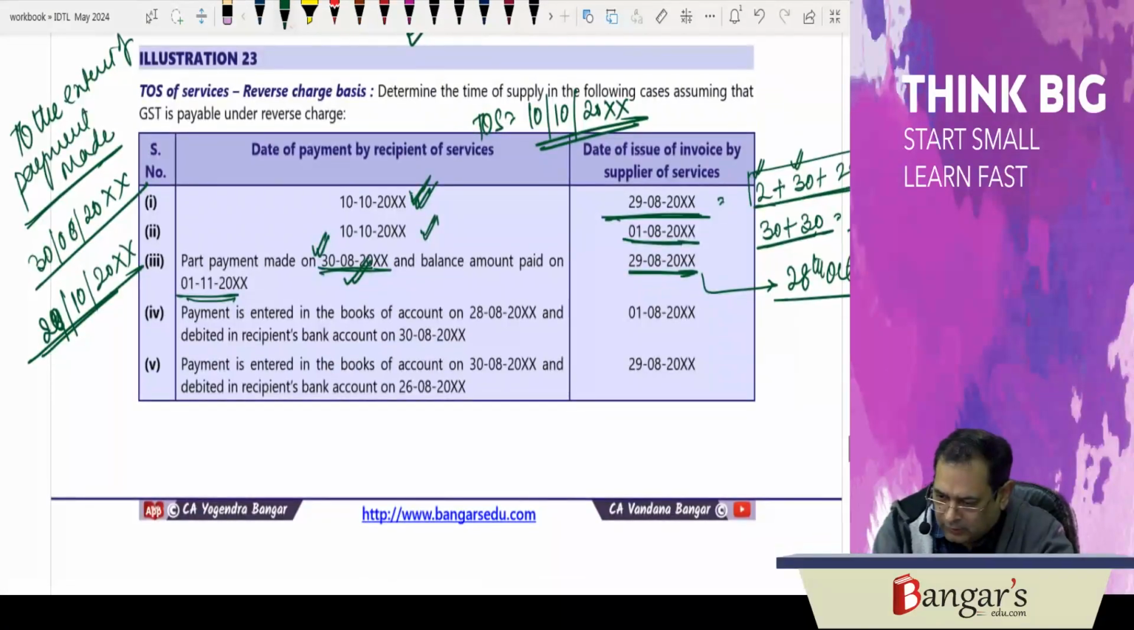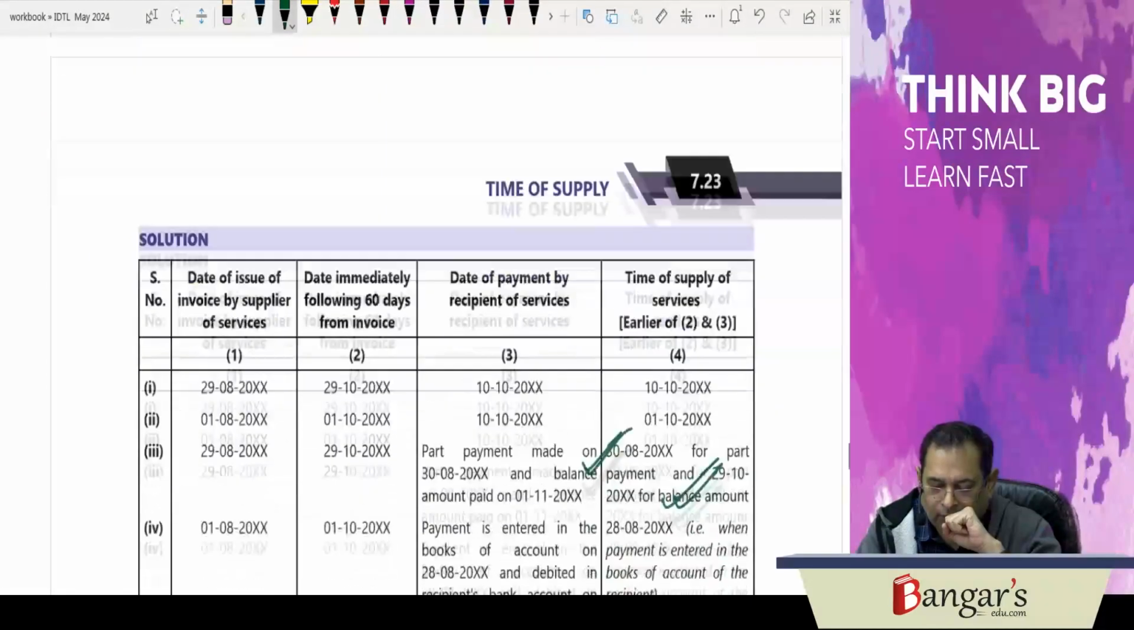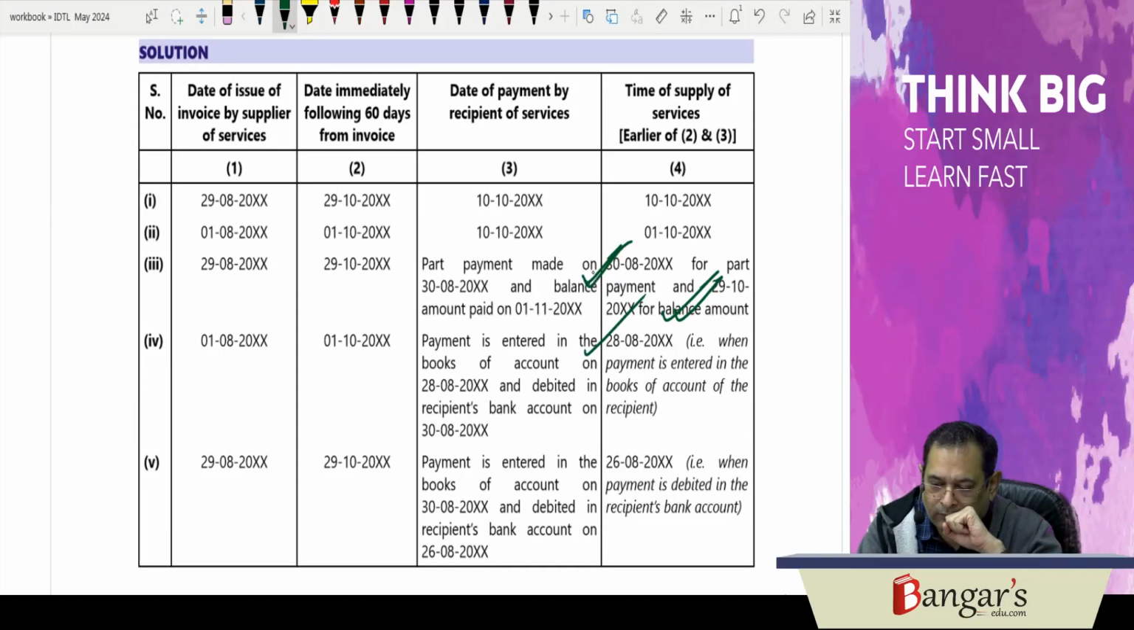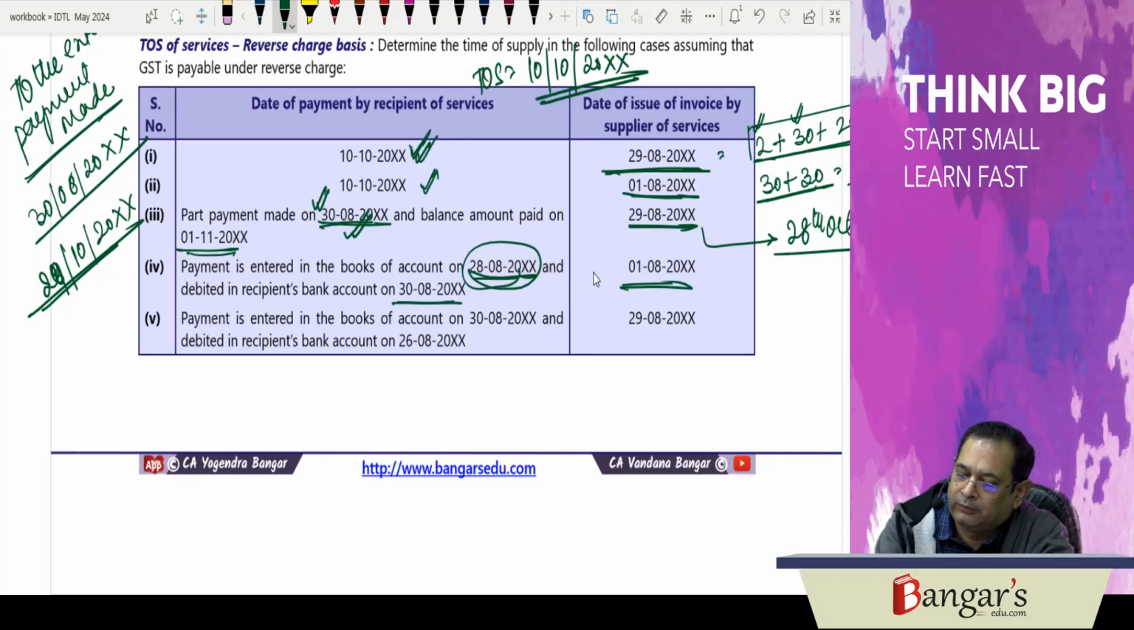Then here, on 1st of August, payment is entered on 28th of August and 30th of August. So they are all made within 30 days. So 28th and 30th, 28th and part payment has been entered. Okay. They are saying payment has been entered in the books of accounts on 28th of August and debited in the recipient bank's account on 30th of August. So it will be 28th of August will be the date of payment. Date of payment is 28th of August.